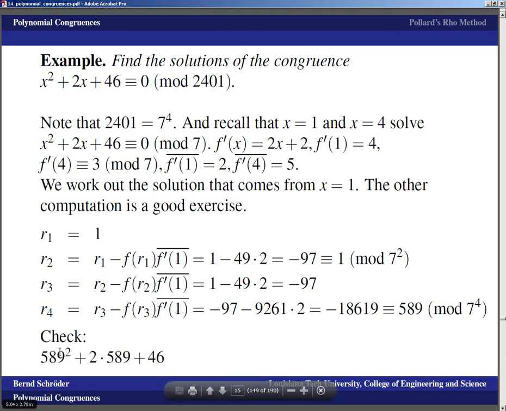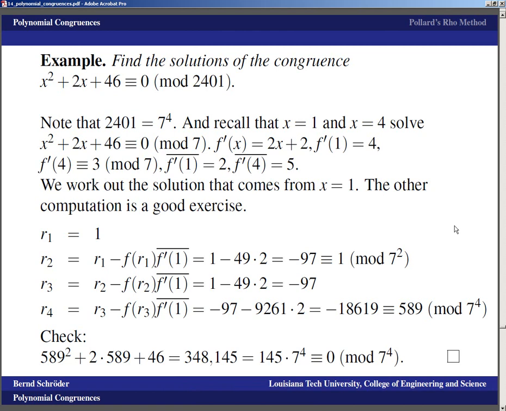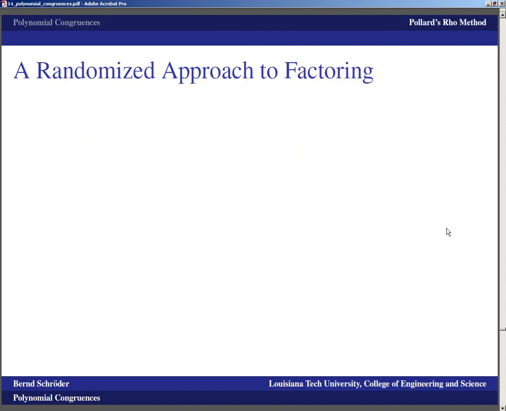If I just take 589 squared plus 2 times 589 plus 46, I end up with, and again, calculators, 348,145, and that is 145 times 7 to the fourth, again, calculator or MathCat telling it to factor, and that is equivalent to 0 modulo 7 to the fourth, and that takes care of this example. And so in this fashion, polynomial congruences can be solved as long as we have a solution of the congruence modulo the prime number that starts this whole sequence.